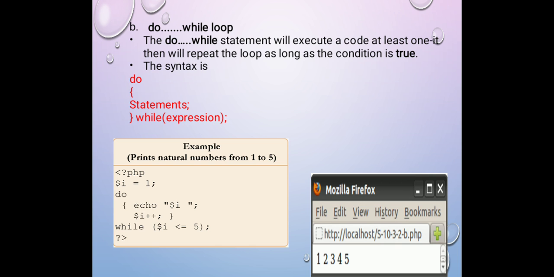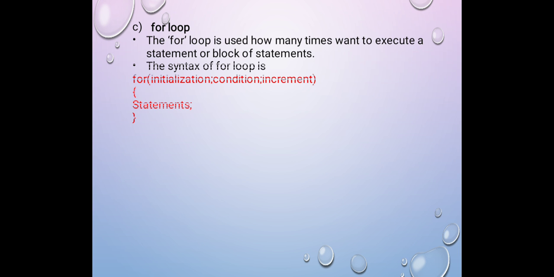The next loop is the for loop. The for loop is used when we know how many times we want to execute a statement or a block of statements. The syntax is: for (initialization expression; test expression or condition; update expression or increment) { the block of statements or the body of the loop will be executed }.